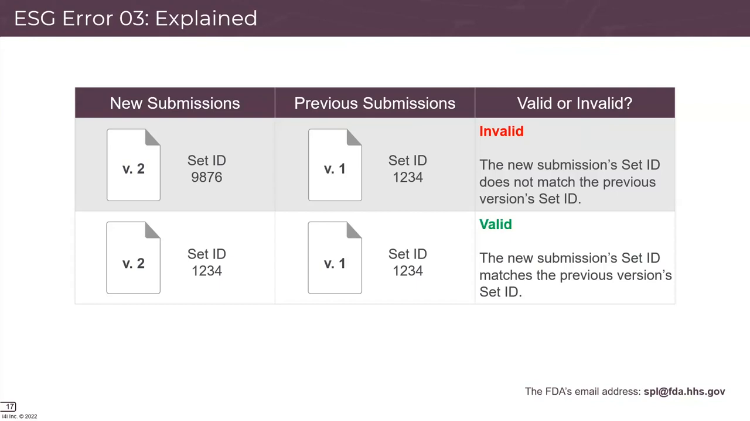In case of establishment registration, bulk ingredient, drugs for further processing, or other SPLs that are not available publicly, you can reach out to the FDA by sending an email to spl@fda.hhs.gov.